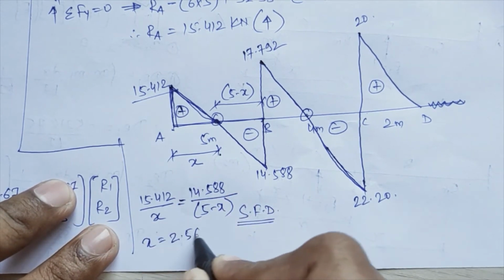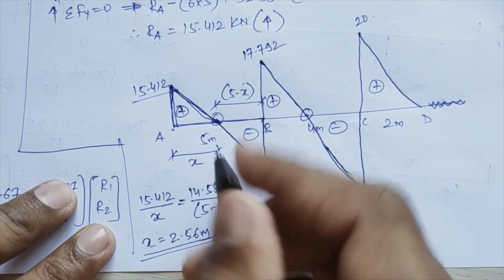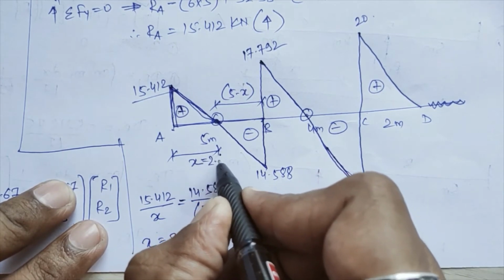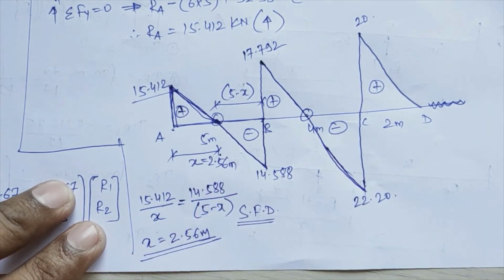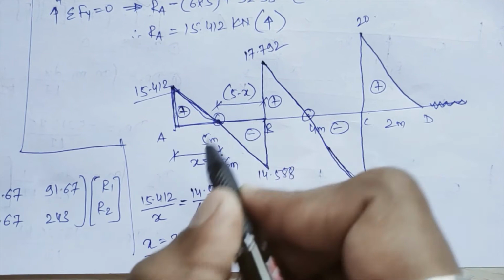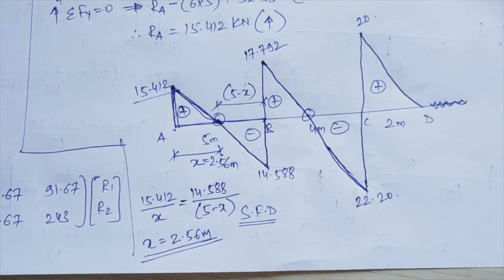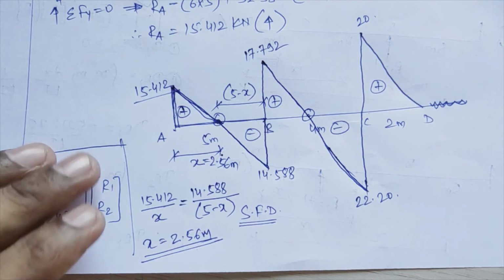I am getting x equal to 2.56 meters. So 5 minus x will be 5 minus 2.56, which is almost 2.44.